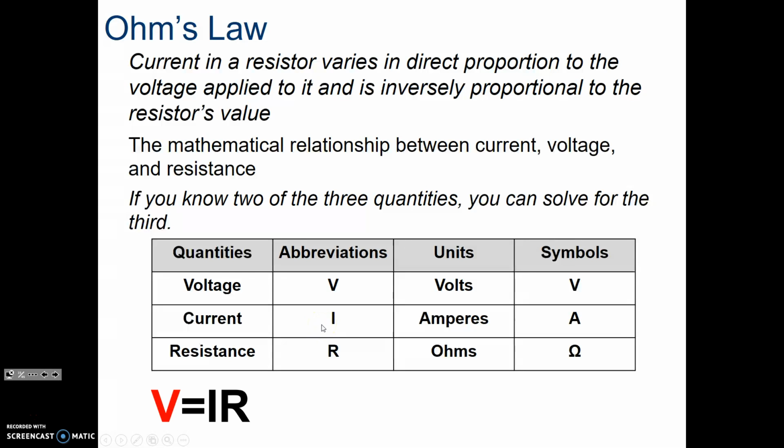So the equation is V equals IR. Voltage is equal to current times resistance. Now, we can rearrange that, and we can get I is equal to V over R, or R equals V over I. They're just the same one, they're just rearranged differently.